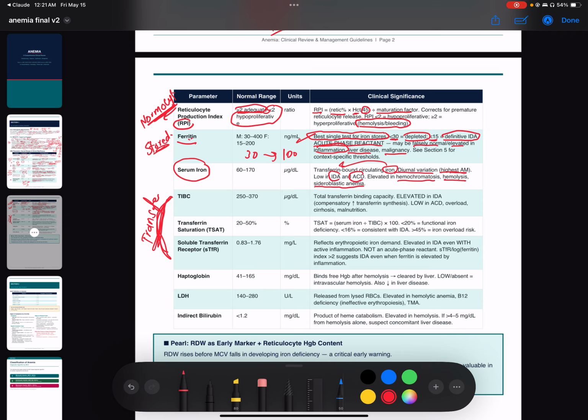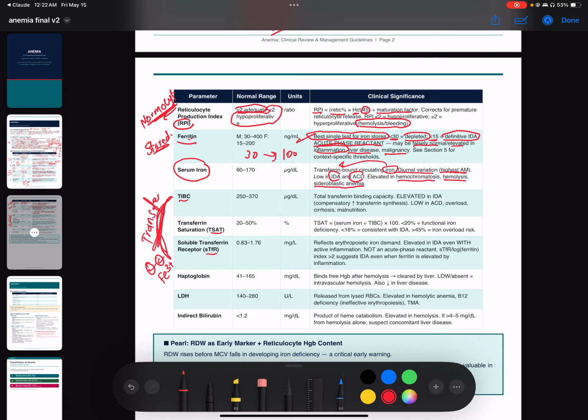All these different factors, TIBC, TSAT, and STFR, are related to transferrin. So transferrin is the protein that gets produced in the liver and circulates in the blood, and it has two seats to bind iron, and it binds Fe3 positive. So you have two seats that the iron binds to on the transferrin.